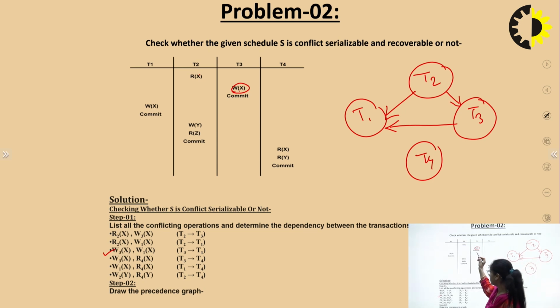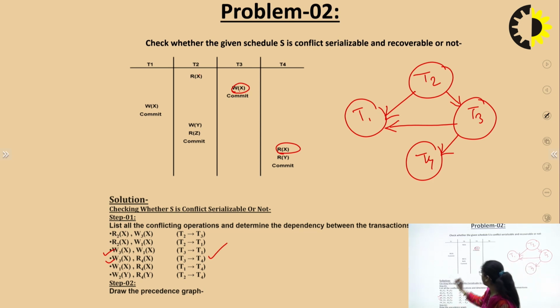Now, the next is W3 of X. Does it have any conflict pair with another transaction? In T2, is there any operation on X data? No. In T4, there is R of X, okay. R of X and W of X have a conflict pair. So from T3 to T4, one edge is drawn. Okay, this is done.